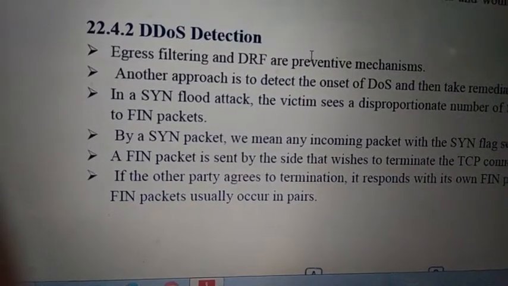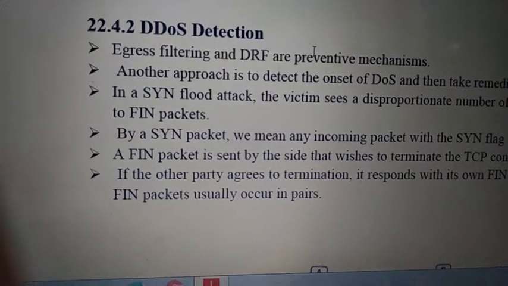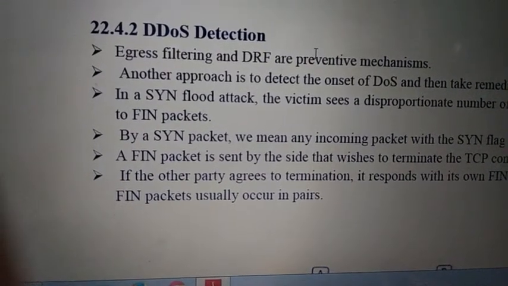This is the fourth chapter, intrusion detection and prevention, of module 4.